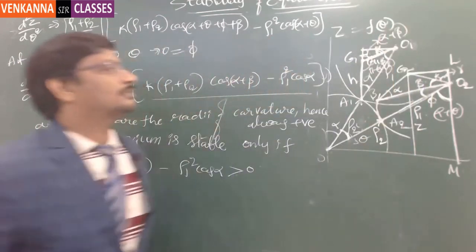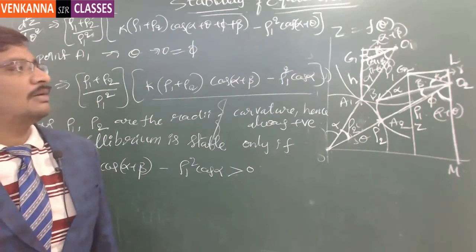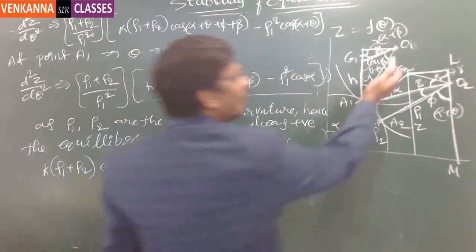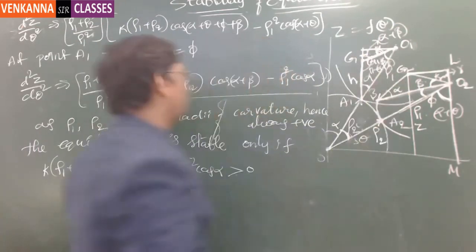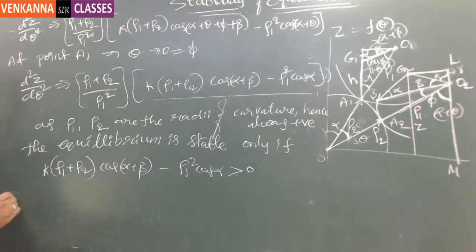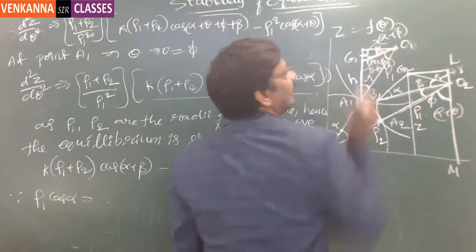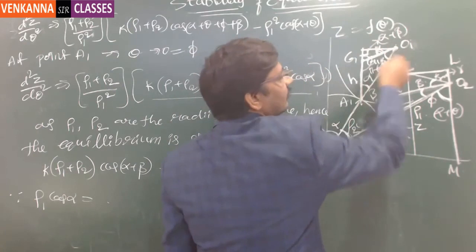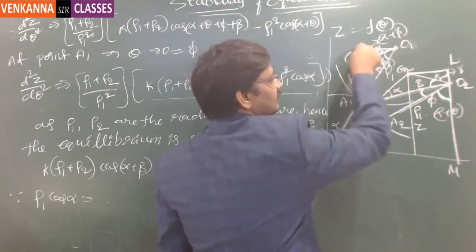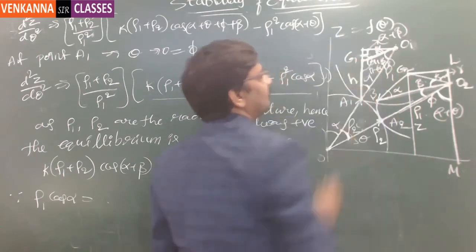Got it or not? Exterior angle is alpha plus beta. Then rho 1 cos alpha is equal to, since rho 1 cos alpha is nothing but this height, because this is a right angle triangle. So this length is rho 1. Rho 1 cos alpha is this height, which is equal to h plus this height.